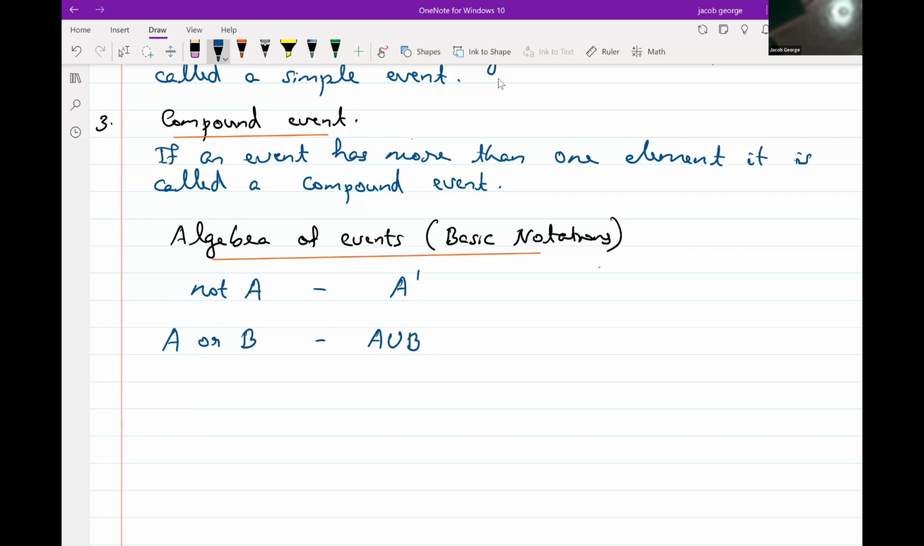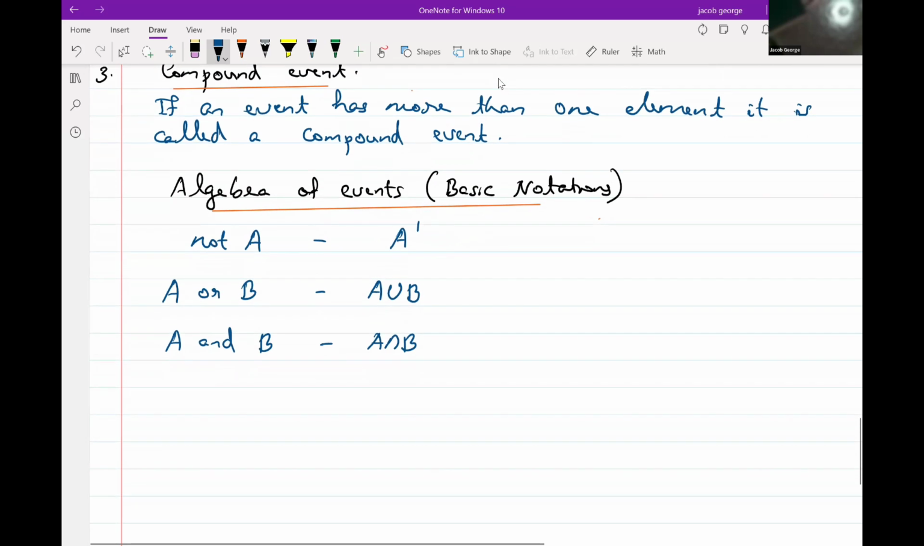Next is A and B. A and B means A intersection B. See, if "and" is a connecting word, it is intersection. A and B is A intersection B.